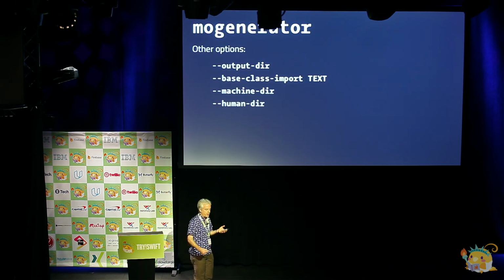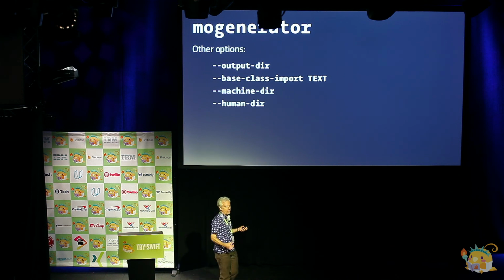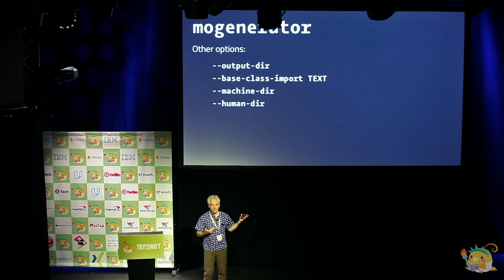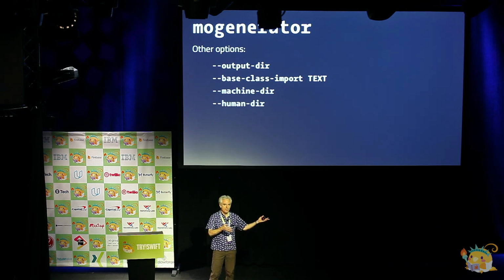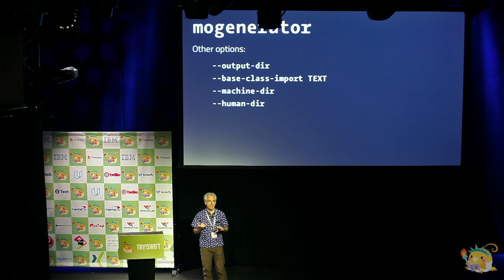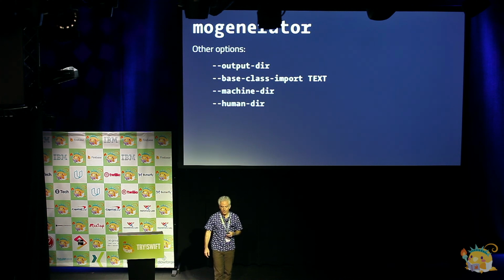And there are a few other options, but it's not a very complex tool. You essentially just tell NoGenerator where your model is, that you're using Swift, and where you want the files to go, the output dir. A couple other tweaks, like you can tell it to always import some other module in all of your Core Data classes if you want. It'll just insert it in them. You can separate out the human editable files from the ones that get overwritten every time if you want. But there's not a lot to it as far as the command line. It's a pretty simple tool as those go.